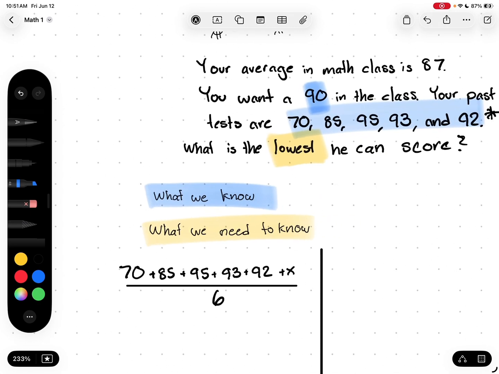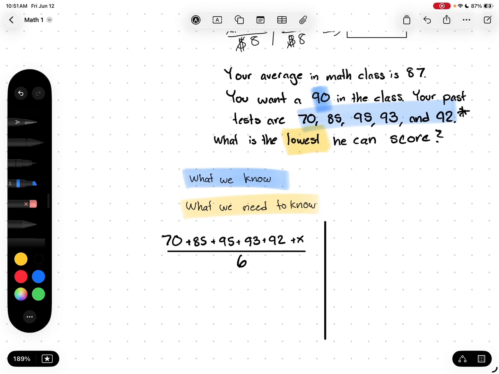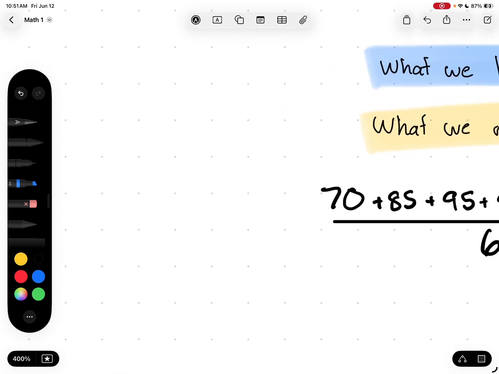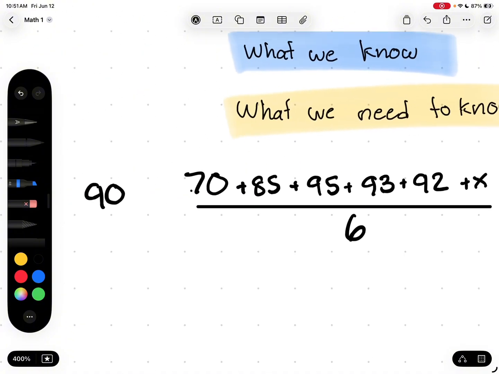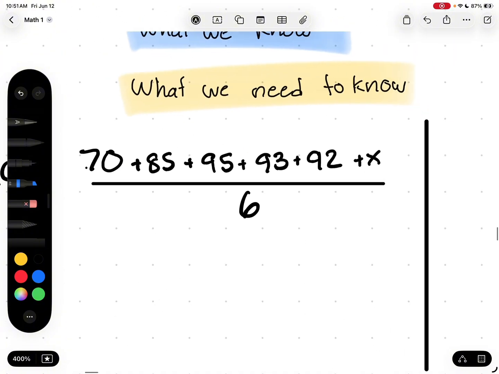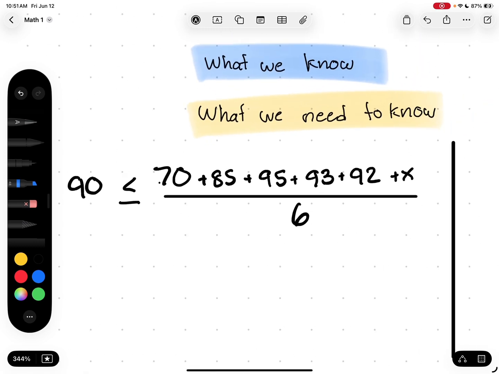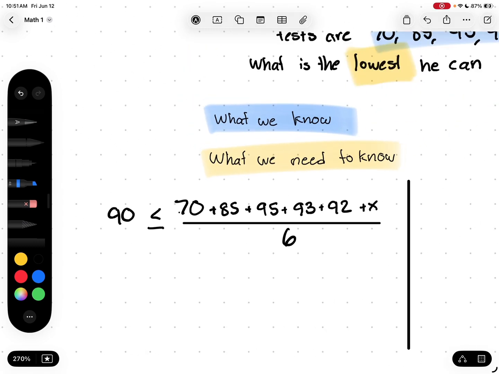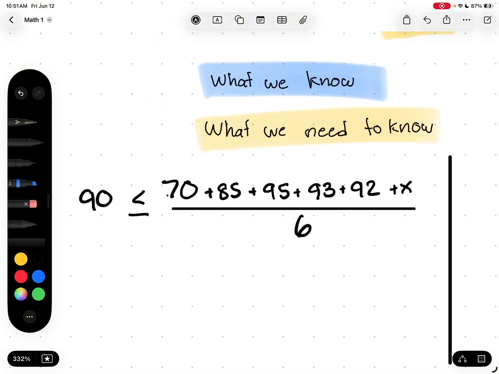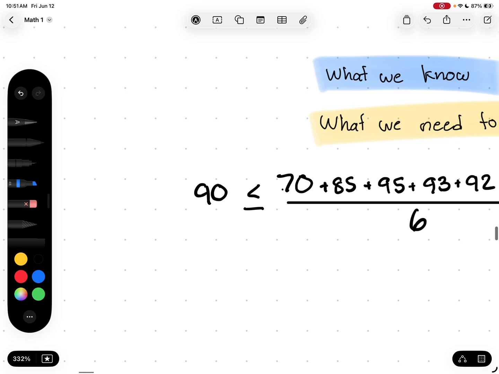So we're looking for the lowest he can score, which means the end result has to be 90. So we can just write 90 on this side. This means that we need to make sure that this right here is greater than or equal to 90. So we would draw it like this. And now we solve like normal. The first thing we have to do is deal with the stuff farthest away from x. In this situation, that would be the 6. Remember, it's going to be the opposite of PEMDAS.